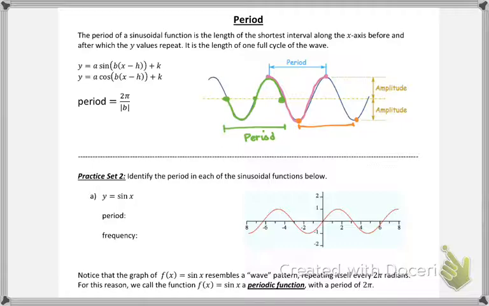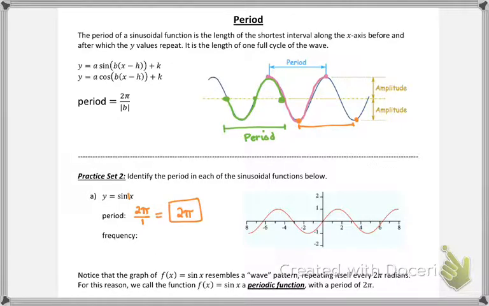So here we have the parent function y equals sine of x, and we want to identify the period. Now all of these problems also have frequency, which is what we're going to look at next, and then we're going to come back to them and fill in the frequency. So right now you just have to worry about period. Okay, so b is the number right in front of the x in the function, and in this case it is 1.